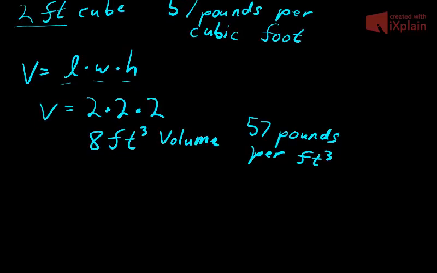So I'm going to have to multiply this, and what I end up getting with multiplication, I have 57 times 8. 7 times 8 is going to be 56. So 56 there. Carry the 5, how y'all do that. 8 times 5 is going to be 40, plus 5 is 45. So I end up with 456, and the unit there is going to be pounds.